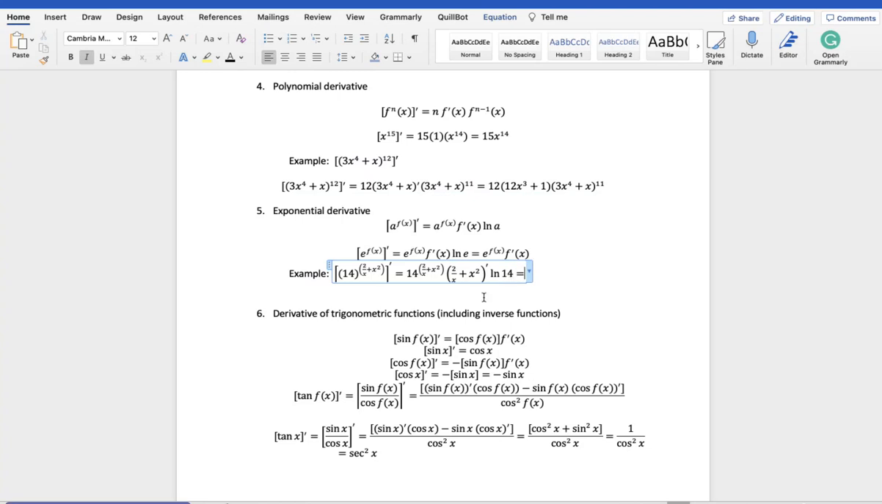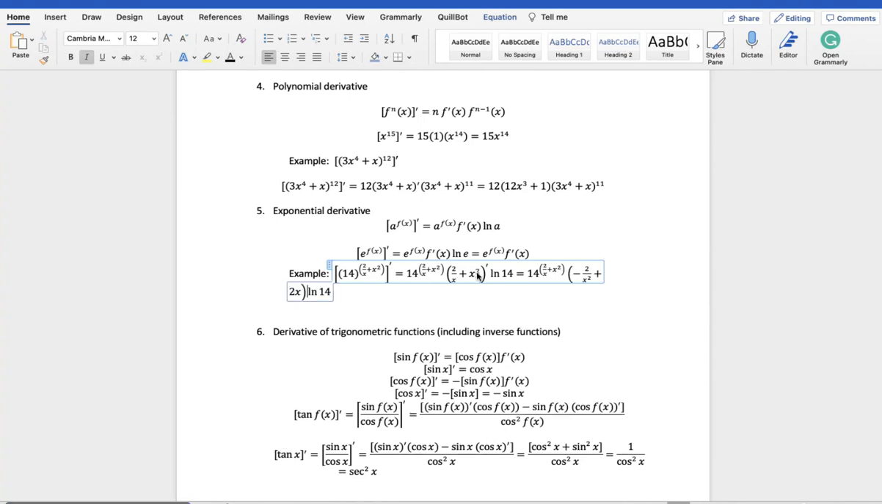And that is equal to basically the same thing, but now the derivative here in the middle, you can just replace it by the derivative of 2/x, which is just negative 2/x squared, right? So you can easily show that. Plus the derivative of x squared, which is just 2x, right? Multiplied by ln of 14. So that should be your final form.